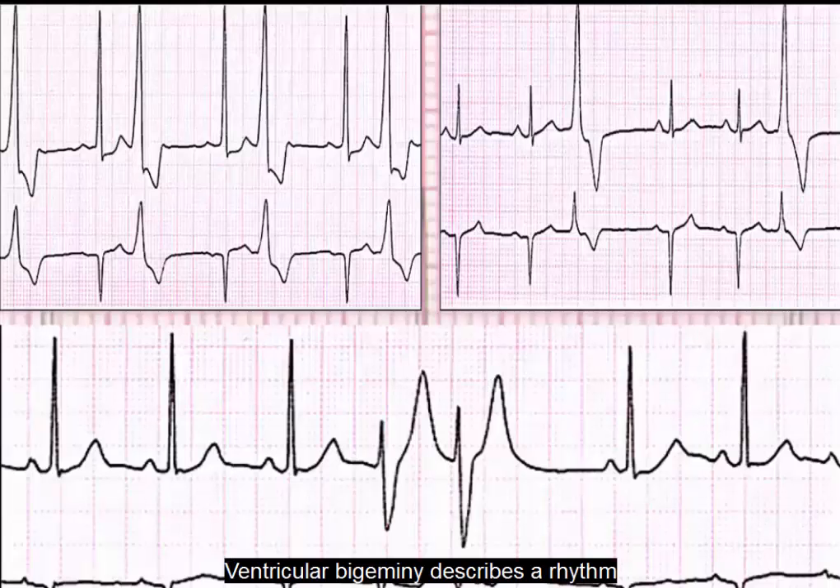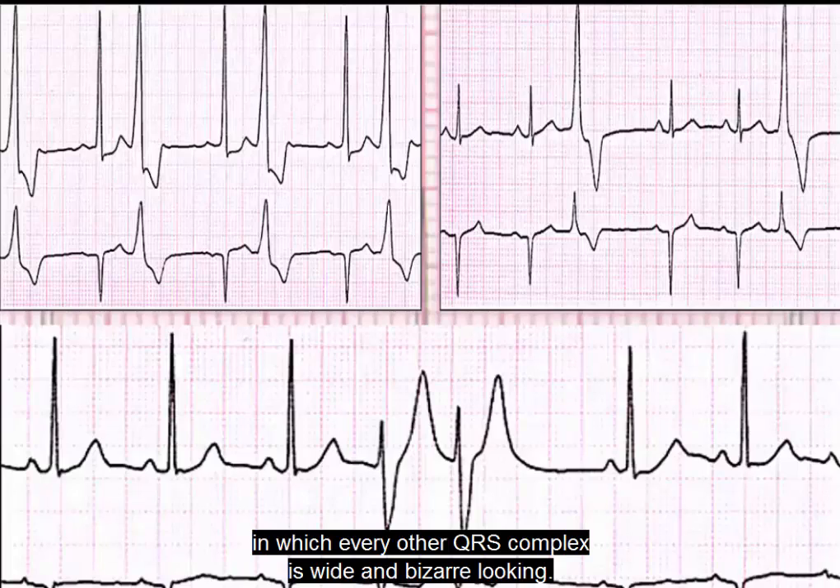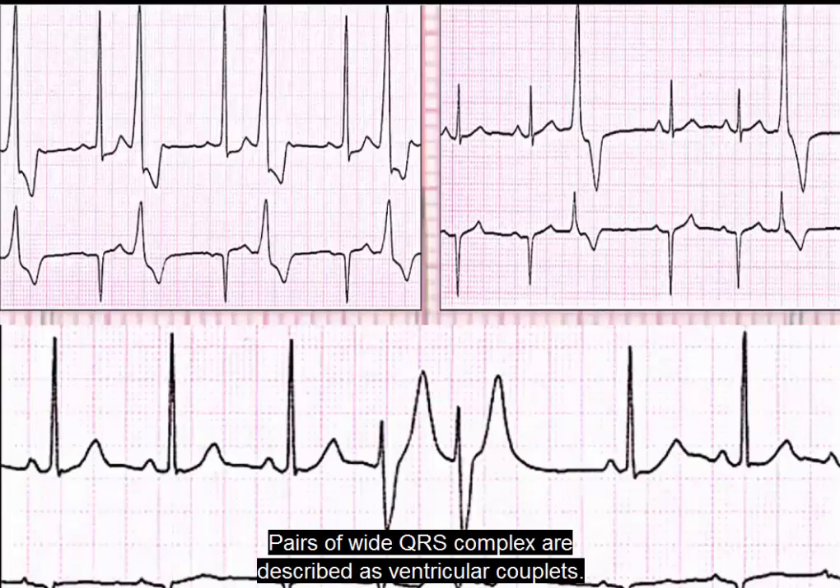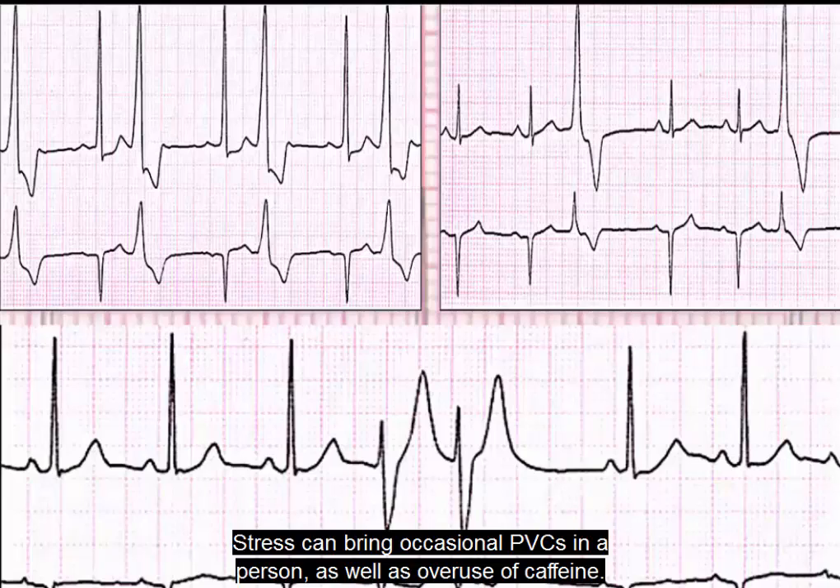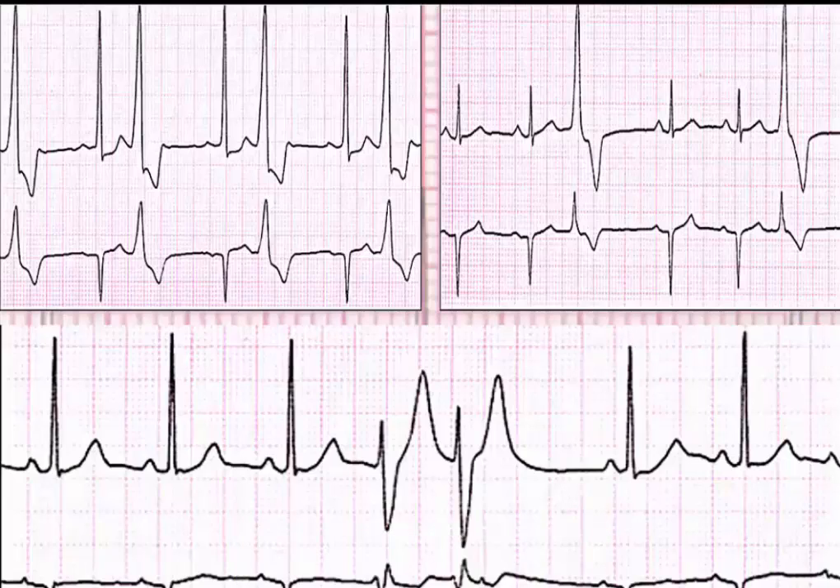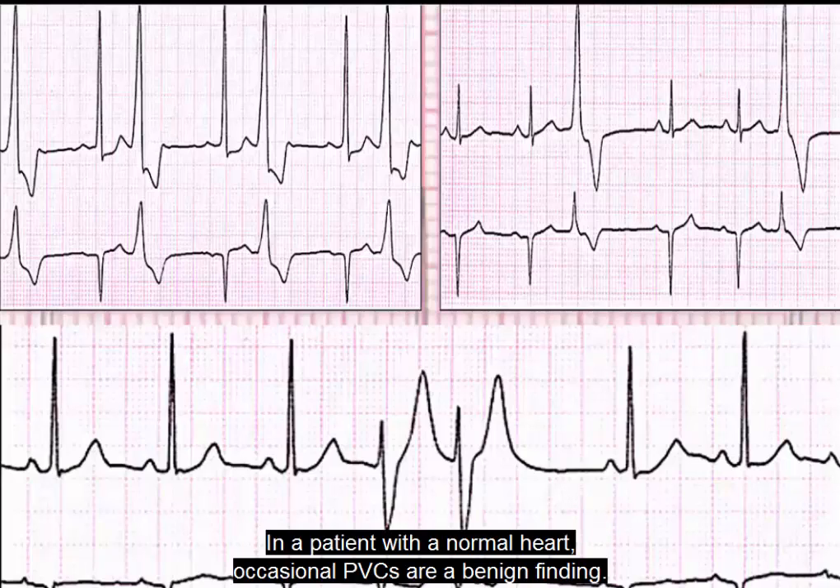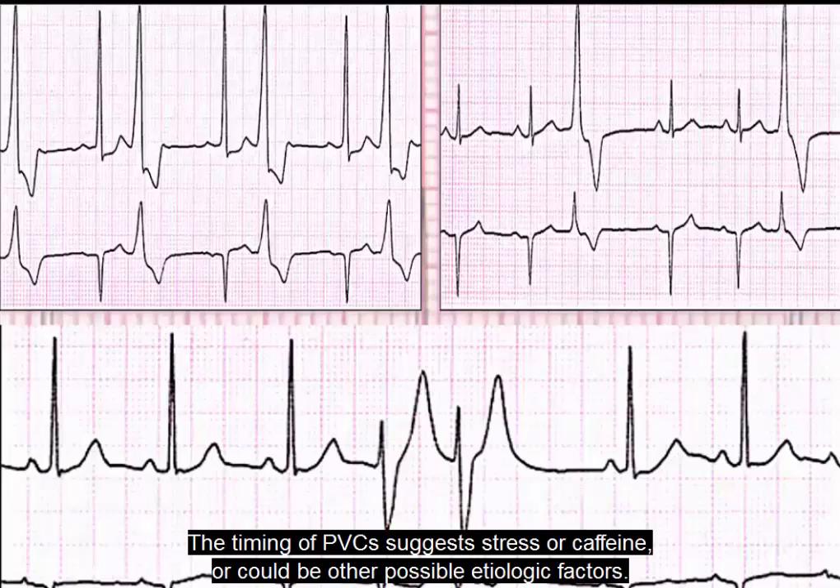Ventricular bigeminy describes a rhythm in which every other QRS complex is wide and bizarre looking. Pairs of wide QRS complexes are described as ventricular couplets. Stress can bring occasional PVCs in a person, as well as overuse of caffeine. In a patient with a normal heart, occasional PVCs are a benign finding. The timing of PVCs suggests stress or caffeine or could be other possible etiological factors.